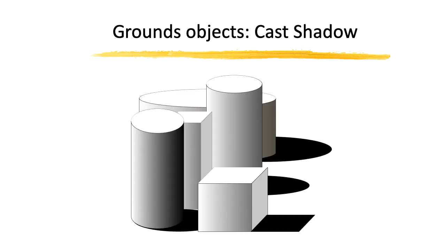Cast shadows is another thing that helps to ground those objects. A cast shadow is the shadow that you see there that is on the imagined floor that objects cast upon something.